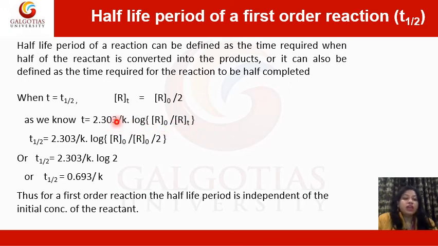So we put the value of t, that is t half, and [R]t, that is [R]0 by 2, in this equation. So t half equals 2.303 divided by k times log [R]0 divided by [R]0 by 2, or t half equals 2.303 divided by k times log 2, or t half equals 0.693 divided by k. This means for a first order reaction, the half-life period is independent of the initial concentration of the reactant.